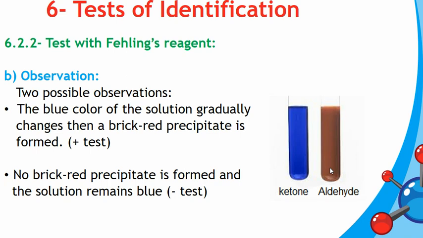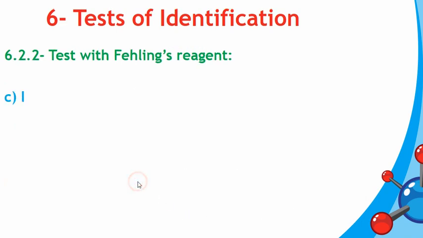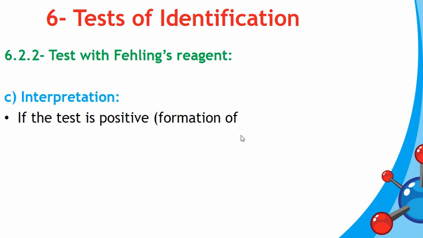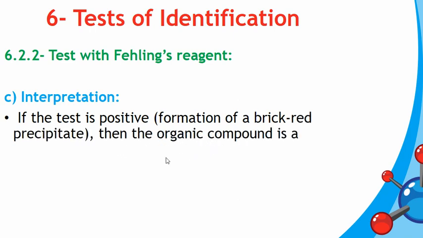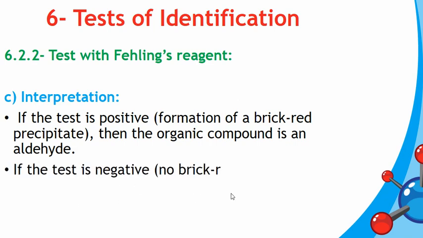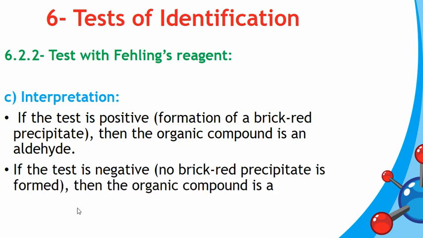In case of aldehyde, the solution becomes brick red color. After standing for 5 minutes, we observe the formation of brick red precipitate. Interpretation: if the test is positive, formation of brick red precipitate, then the organic compound is an aldehyde. If the test is negative, no brick red precipitate is formed, then the organic compound is a ketone.